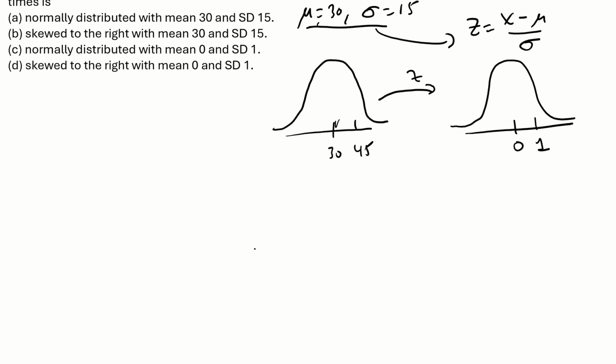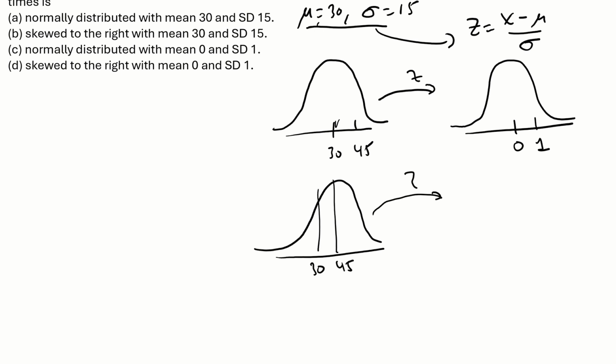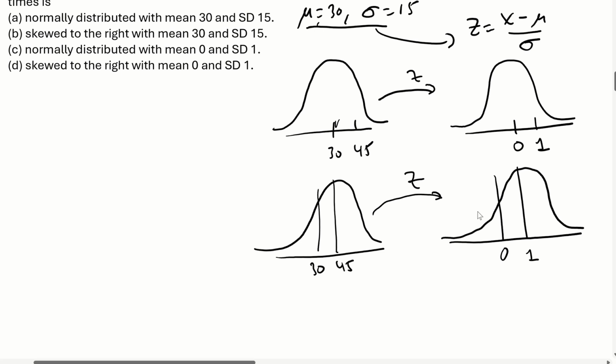Now, if you have something that's skewed to the left, and the mean is 30, and you've got a standard deviation of 15, then when you convert this to z, it's still going to remain skewed to the left. So let me just draw it skewed to the left. However, the mean is now going to be 0, and the standard deviation is going to be 1. The only thing that changes is the mean and standard deviation; the shape stays the same. If you're converting it to z, it's still going to be 0 for the mean and 1 for the standard deviation.